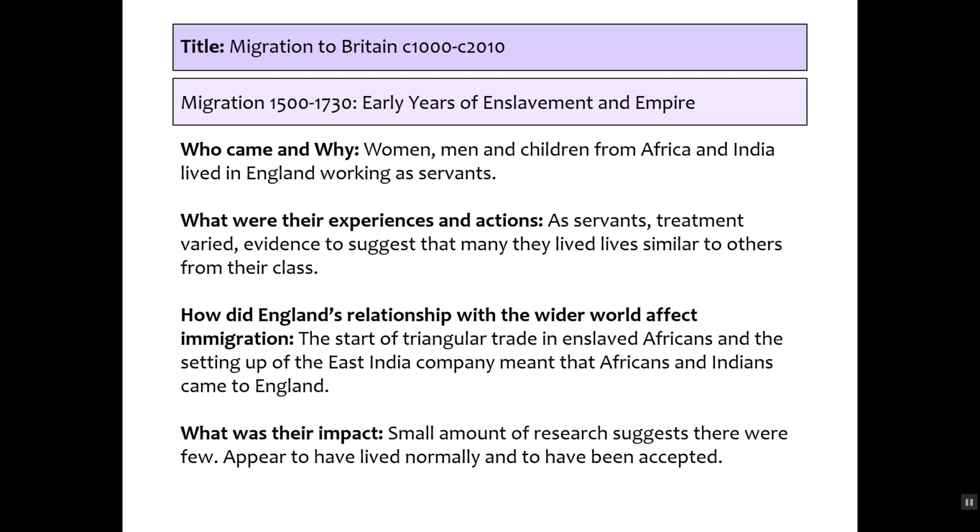Now, the early years of enslavement and empire is an important time as well. Britain again starts to change. We've got the start of triangular trade in this period. We've got the creation of the East India Company, and that has huge amounts of impact for Britain. Women, men and children from Africa and India start to live and work in England, particularly as servants. And we see that with the portraits, where it becomes fashionable to have a black slave or an Indian girl pictured with you in your portrait. Their experiences were varied, but evidence suggests that they lived very similar lives to other people in their class, so no different from white people in this period. And of course, we've got the growth of Indian trade.